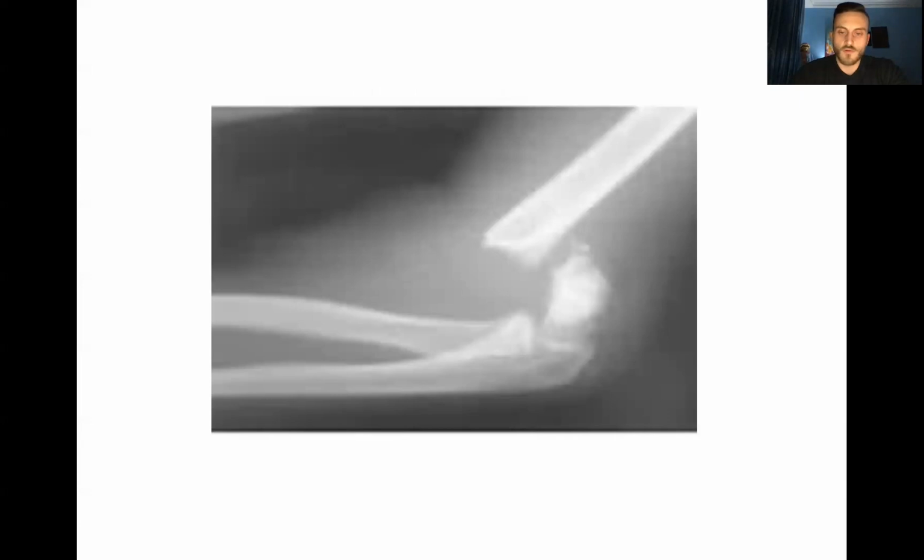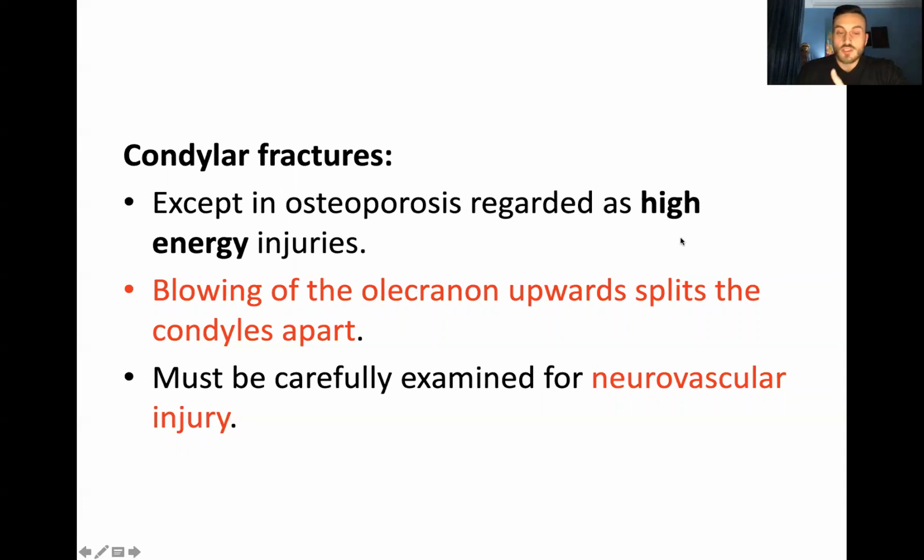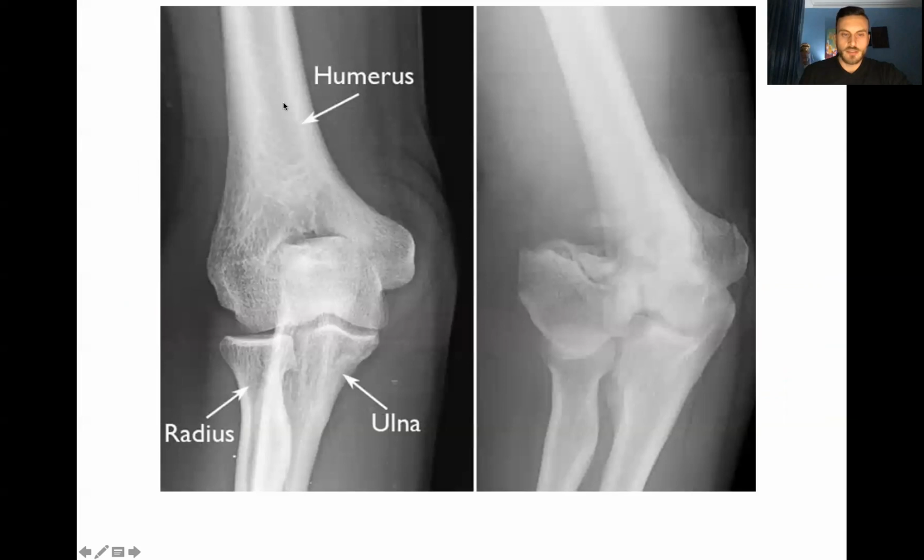This is an X-ray of a supracondylar fracture, as you can see in here. For the condylar fractures, except for example in osteoporotic bone where they fracture very easily, in young people they need a high energy blow or trauma. This is the humerus, this is the ulna, this is the radius, this is the supracondylar region, this is the medial condyle, this is the lateral condyle. As you can see in this X-ray, we have a fracture involving the articular surface and both condyles.